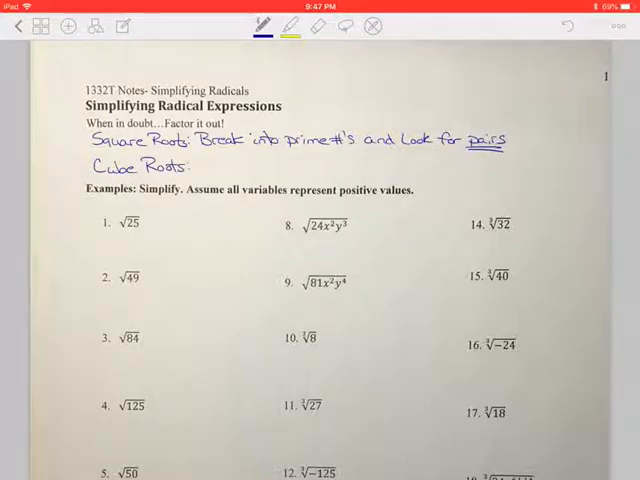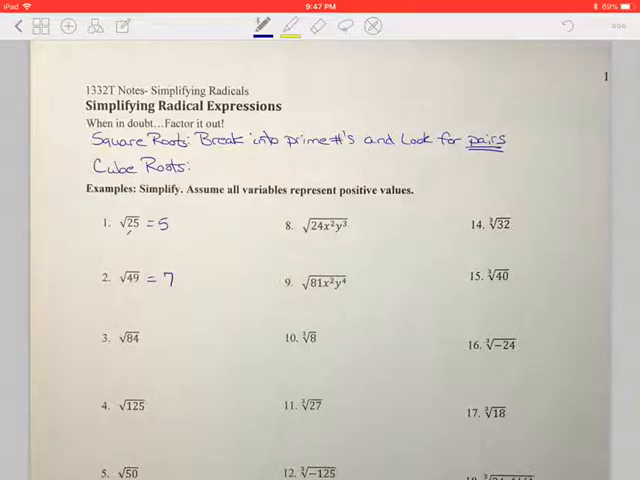So if we look at the first two examples, these are square roots that we know. We know that the square root of 25 is 5. And we know that because if we take 5 and square it, we get back 25. And we know that the square root of 49 is 7. But I want you to think about it another way.